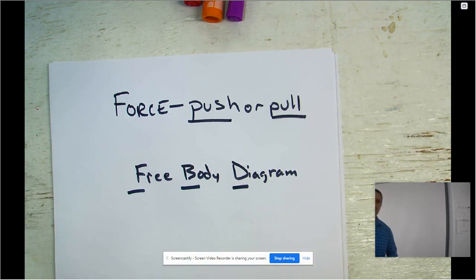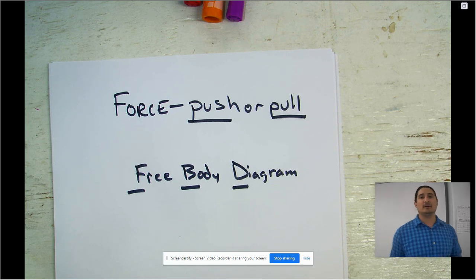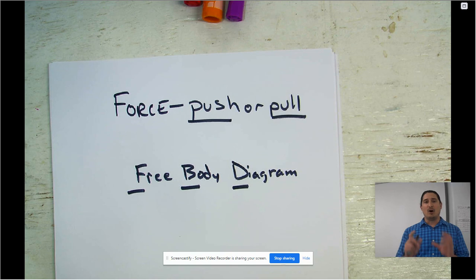Free body diagram. So a free body diagram shows an object, a simple object, with all of the forces that act on that object. Okay? It's free of all of the background information, all of the background noise. Okay? It's simply the object with all of the forces acting on that said object.